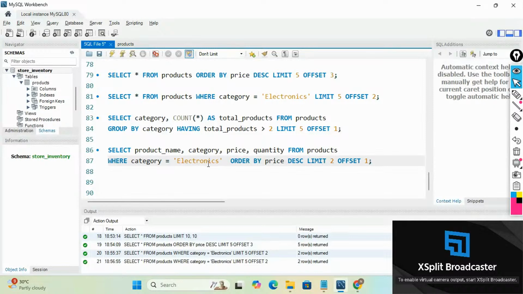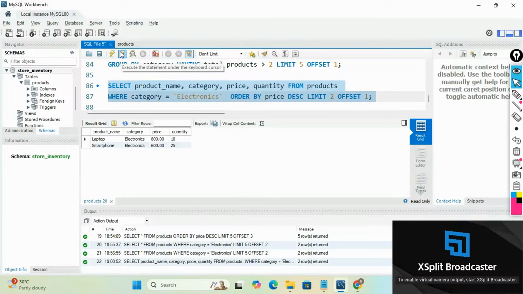So what are we going to get? We are going to get the product under the electronics category which has the second highest price. We'll get the product name, the category, the price, and the quantity. Let's see. Yes, so limit two, right? So two records, and the first one will be skipped. My bad.